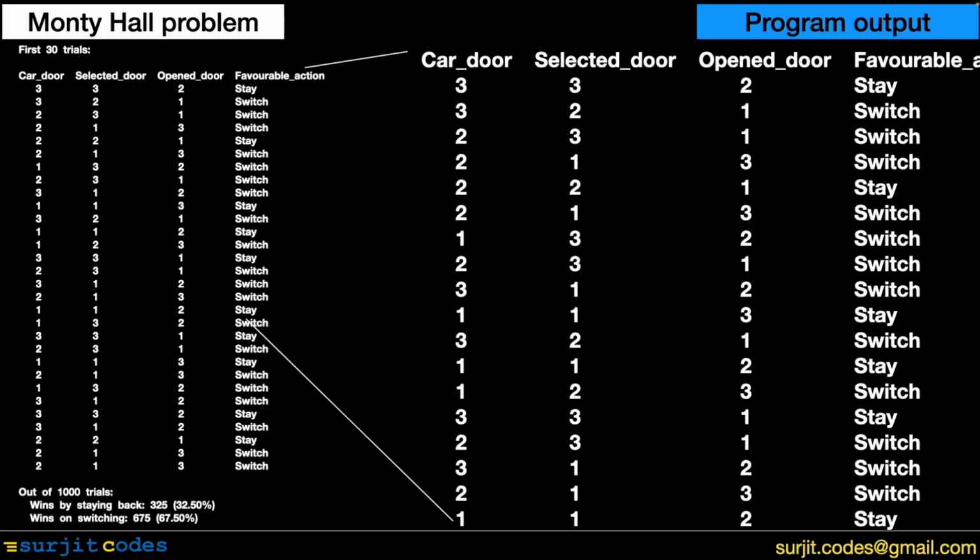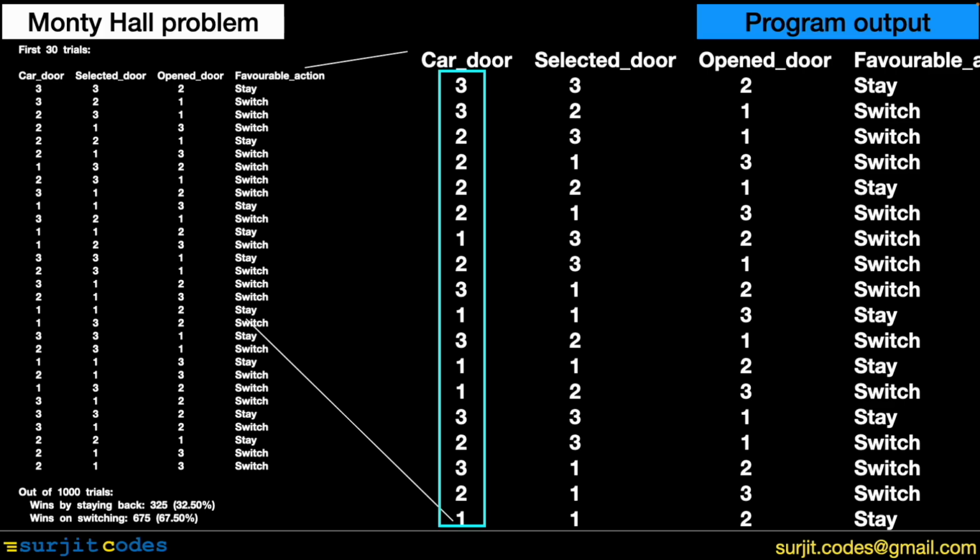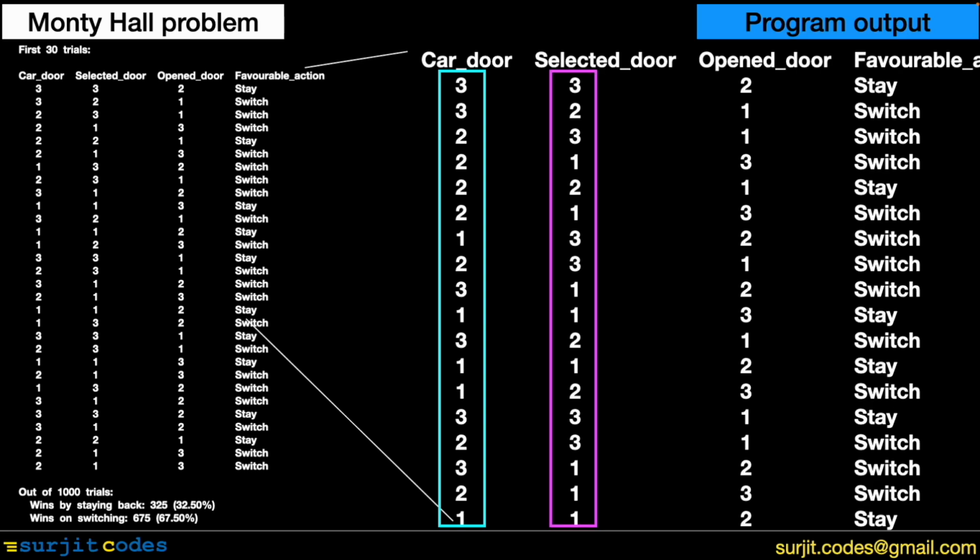Let us magnify a part of the output for better readability. In every trial game, Cardoor takes the value 1, 2 or 3. Tests conducted on these 1000 values of the car door show that each of the three doors appears 33% of the time in the series of trials. Selected door also takes a random value out of 1, 2 or 3 in these trial games. Their occurrence is also 33% each in the series.